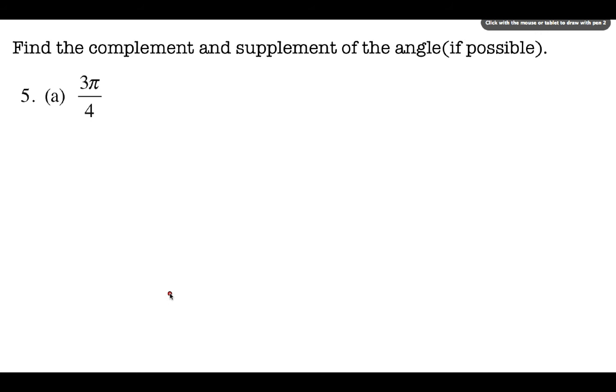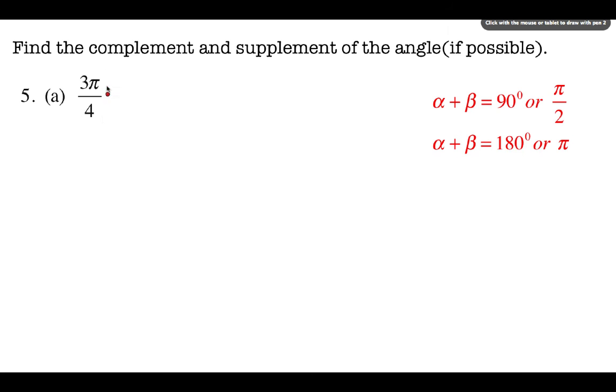It says find the complement and supplement of the angle, if possible. Remember from geometry. This is what it means to be complementary: alpha and beta are two angles that add up to 90. We can also use radians, pi over 2. Since we have radians, we're going to have to work with radians. And this is supplementary when alpha and beta add up to 180. And you know that alpha and beta, or the angles, have to be positive angles.